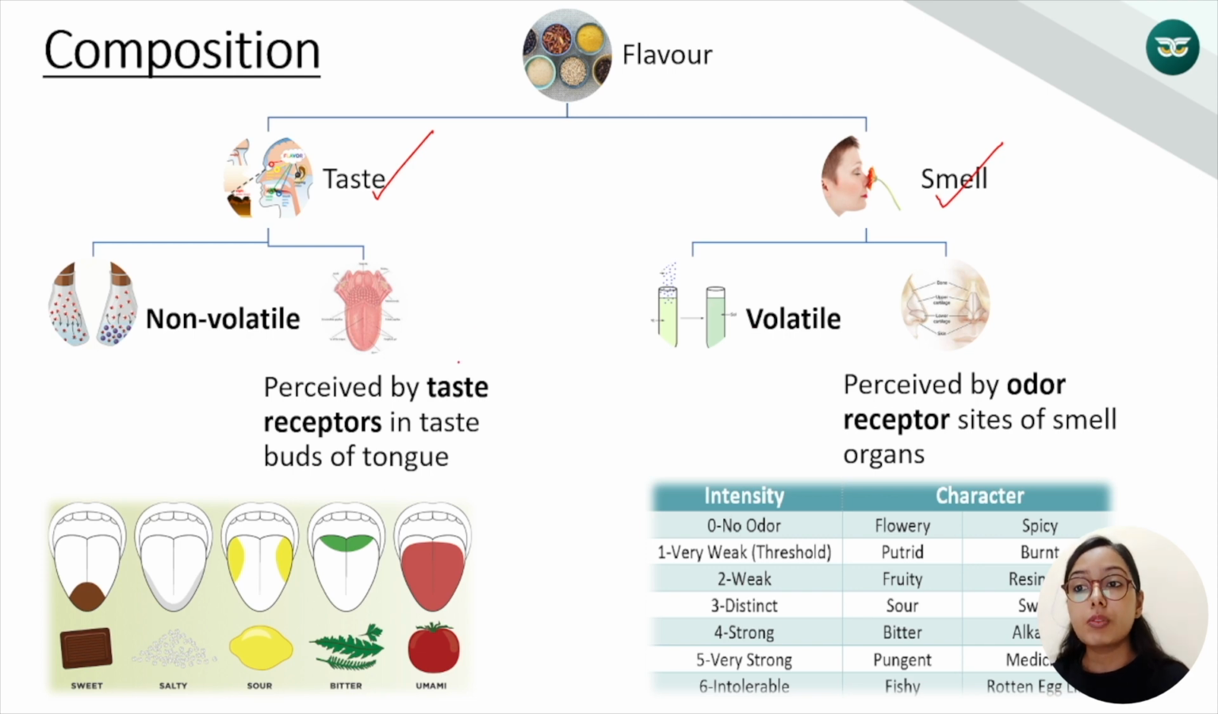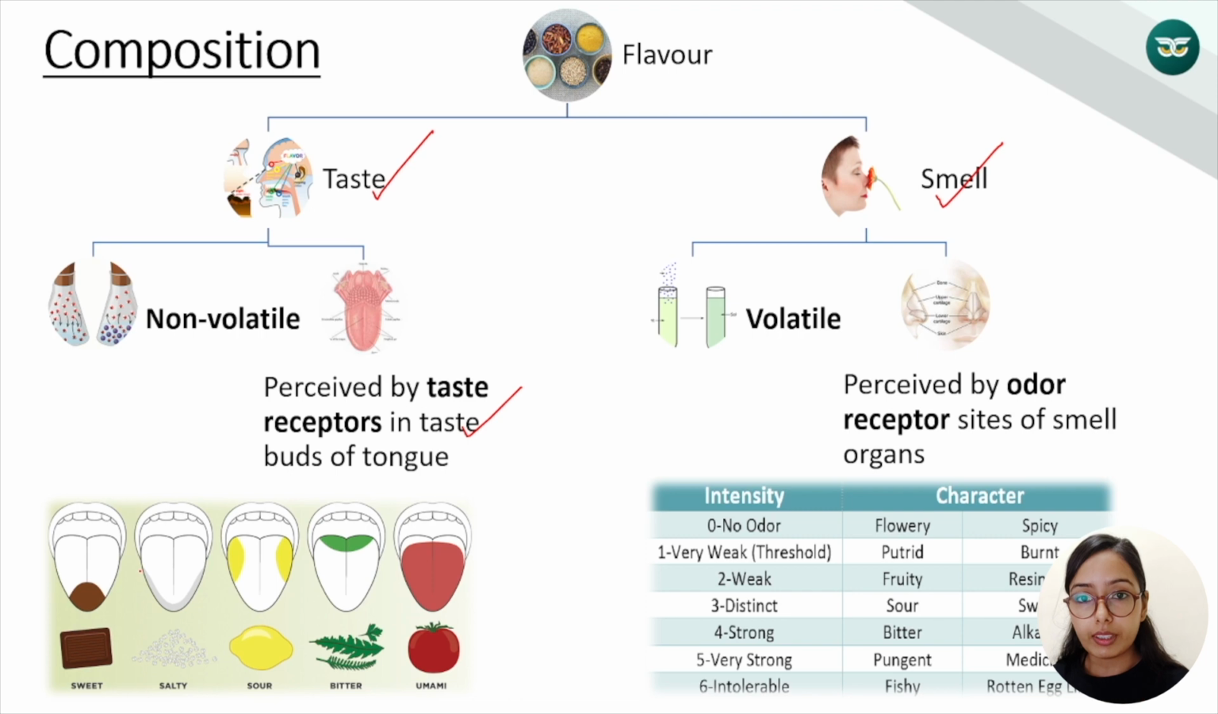Taste is perceived by the taste sensors which are present on our tongue in the form of taste buds. Similarly, odor or smell is perceived by the odor receptors which are present in our sensory organ, which is our nose. Talking about taste, it is of different types, and we generally know there are 5 different types of taste, which include sweet, salty, sour, bitter, and umami.